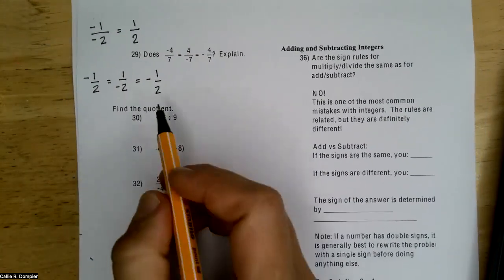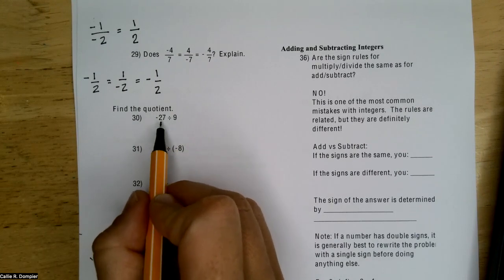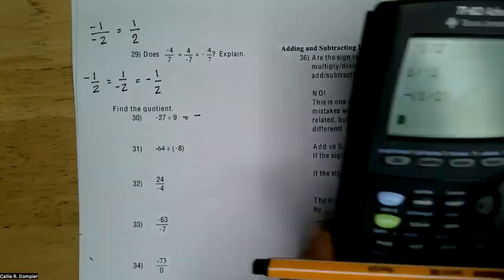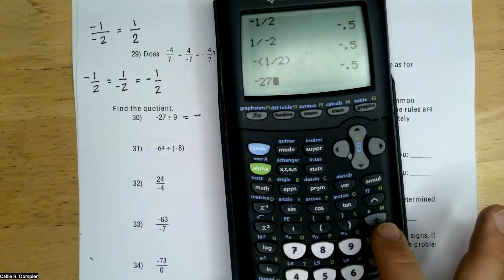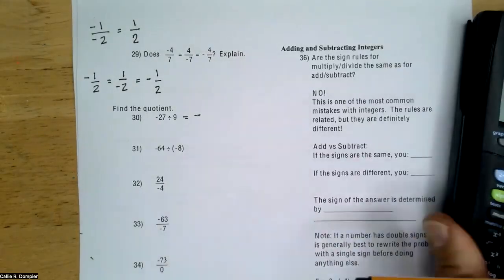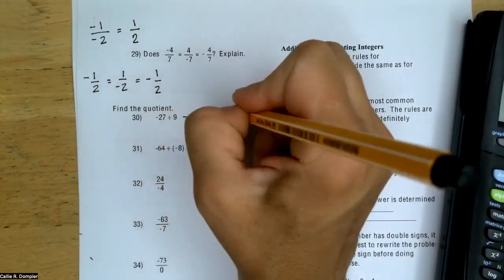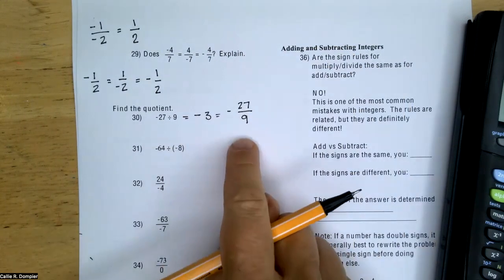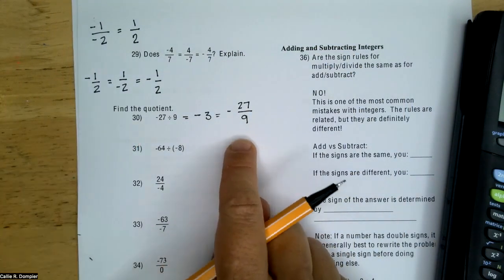All right. Quotient just means divide. So take negative 27 and divide by 9. A negative divided by positive, we know it's going to be a negative. Negative 27 divided by 9 is negative 3. And it's also negative 27 over 9. Okay, you can turn that into a fraction.